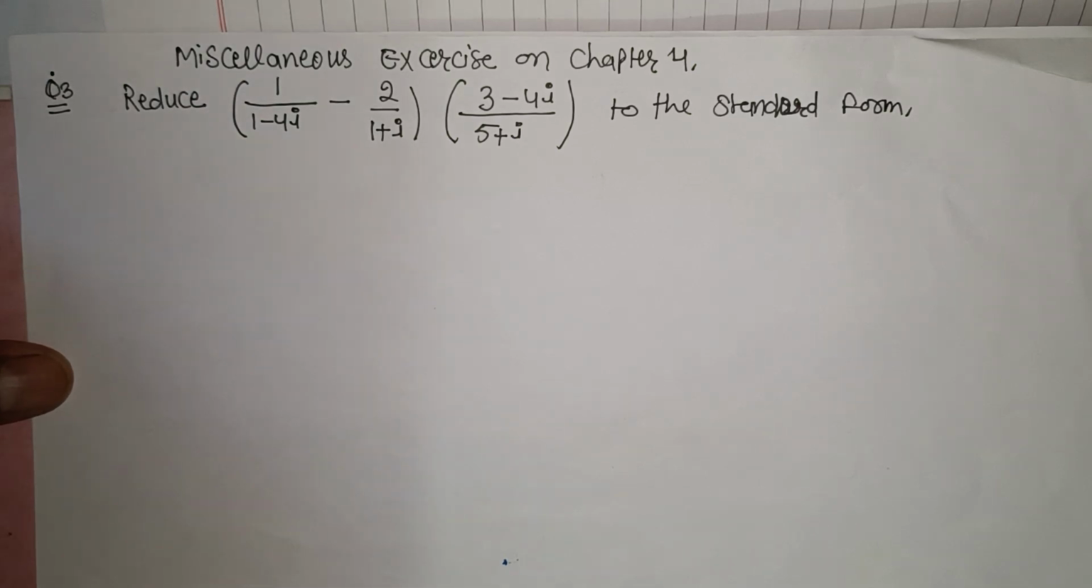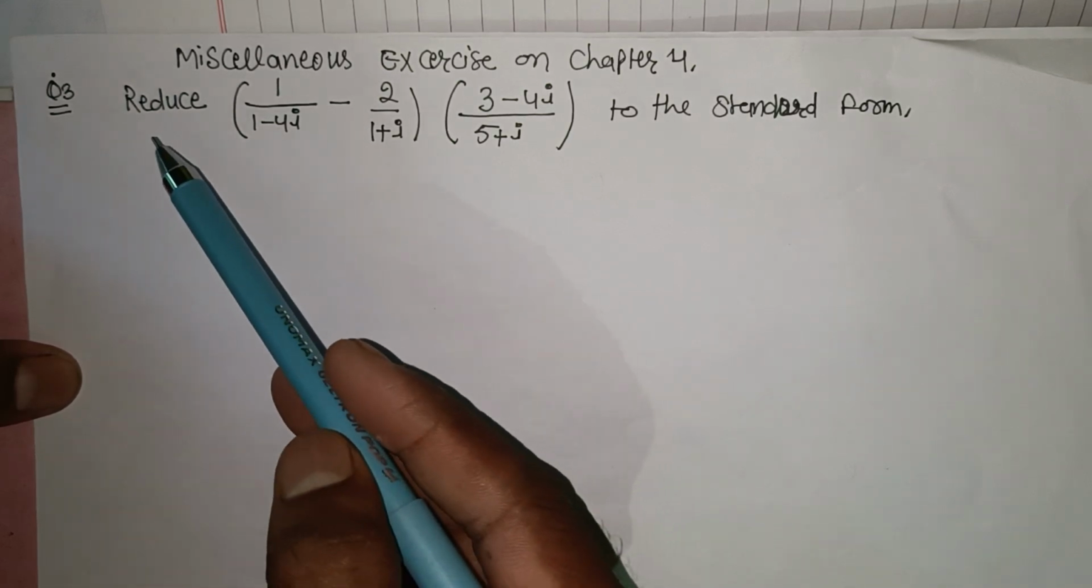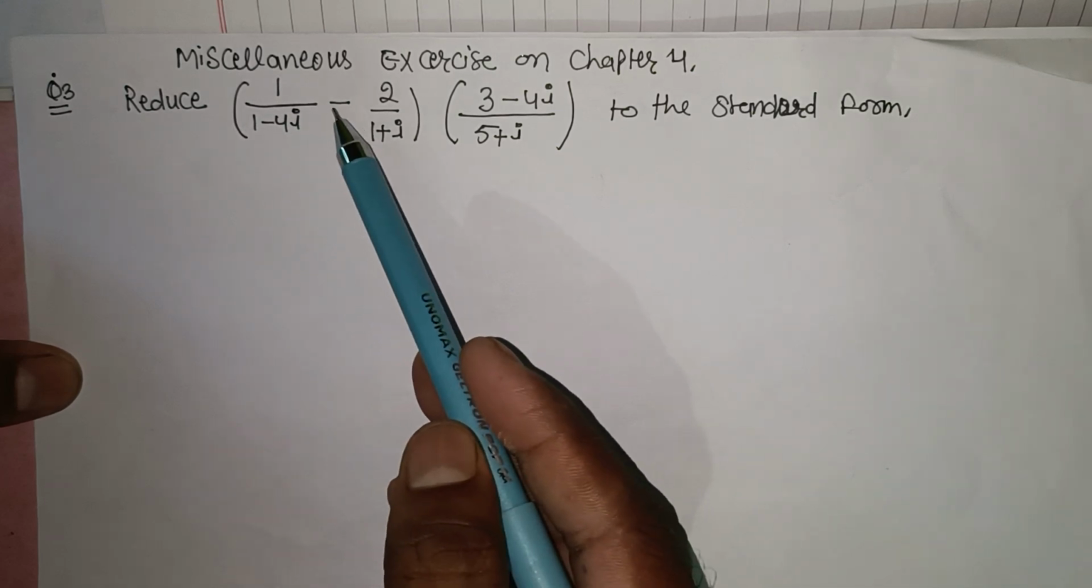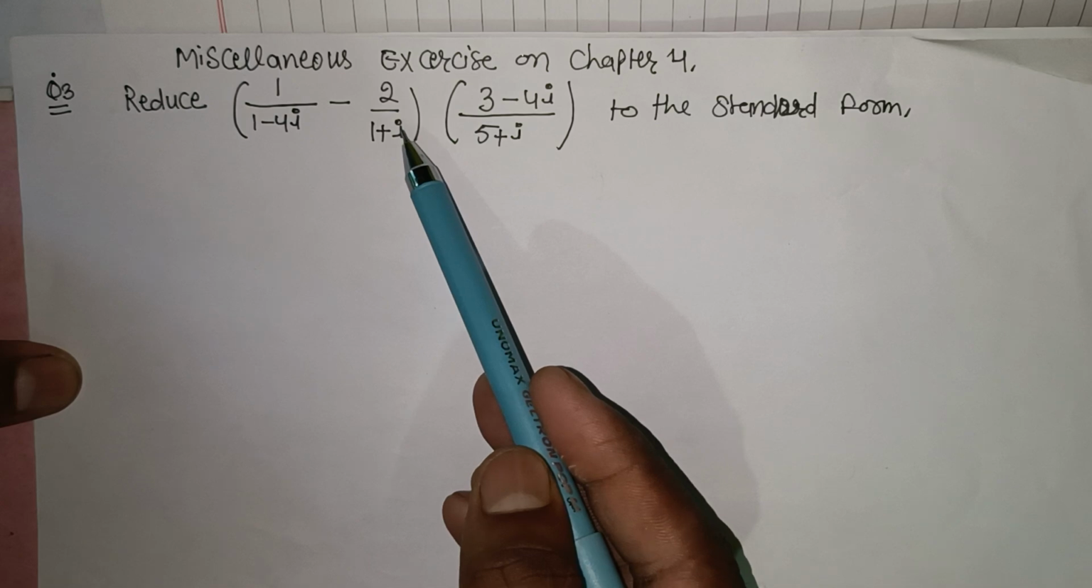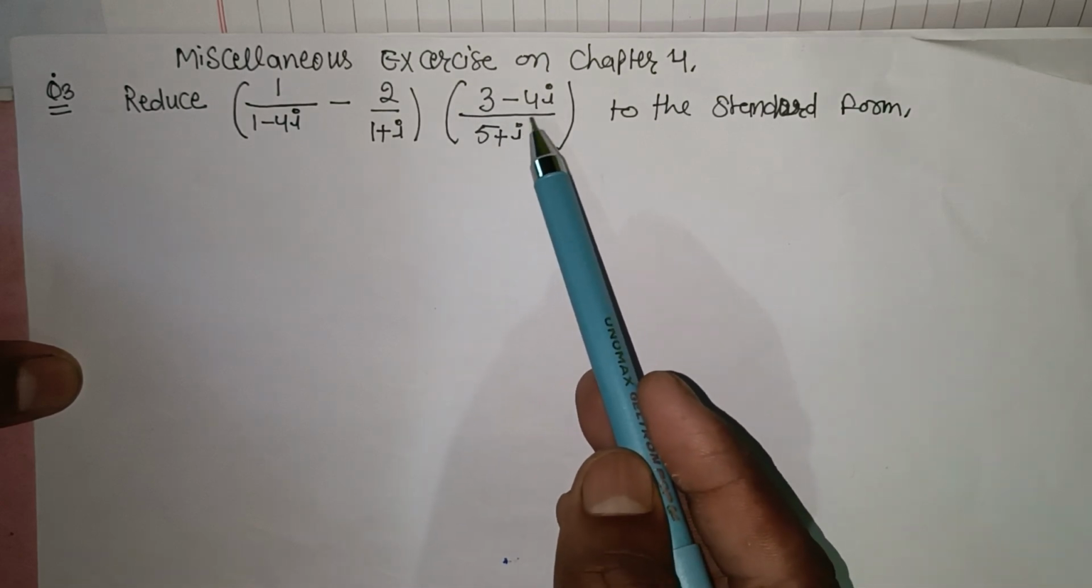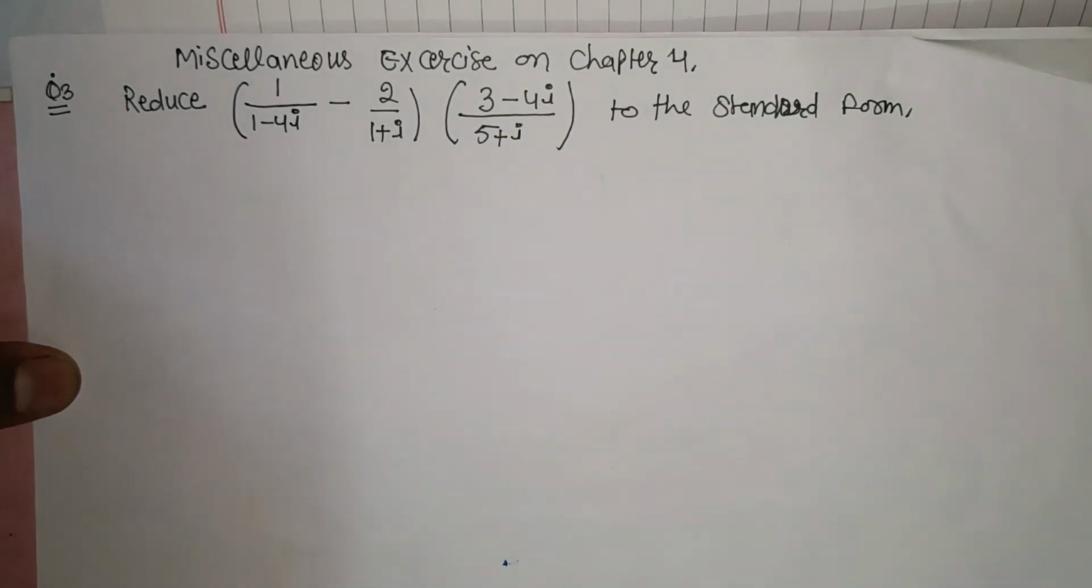Good morning, students. In this video we are going to solve question number 3 of the miscellaneous exercise on chapter 4, and the name of the chapter is complex numbers. In this question it is given: reduce 1 upon 1 minus 4 iota minus 2 upon 1 plus iota, into 3 minus 4 iota upon 1 plus iota, to the standard form.